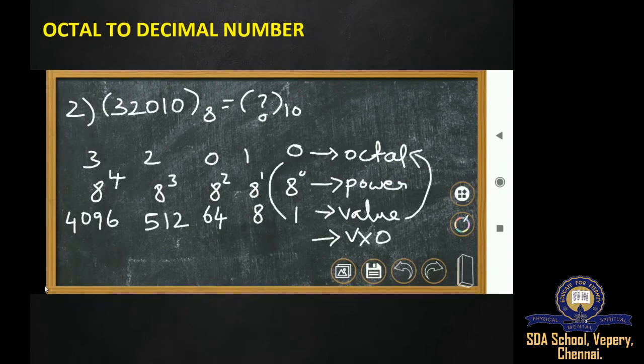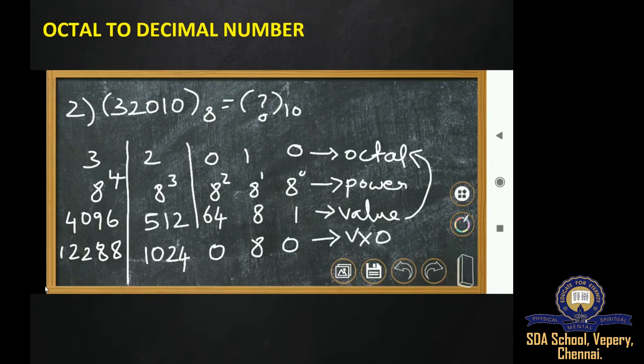Now we are going to find the value in octal. 1 into 0 we get 0. 8 into 1 we get 8. 64 into 0 we get 0. 512 into 2 we get 1024. 3 into 4096 we get 12,288.